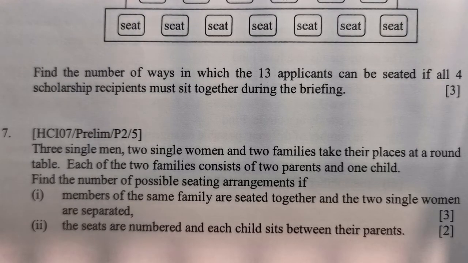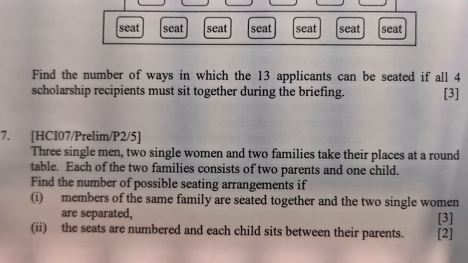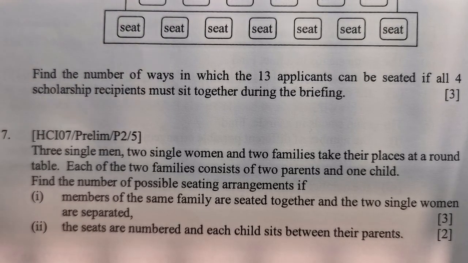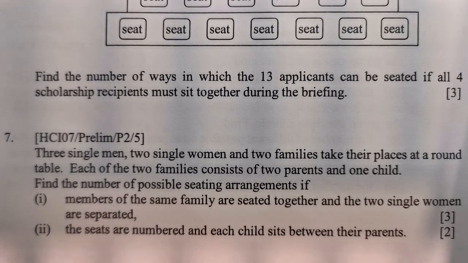So now let me talk about question 7. So read the question first. Basically, 3 single men, 2 single women, and 2 families sit around a round table. The 2 families have 3 members each. So the first question says, what if members of the same family are seated together and the 2 single women are separated?